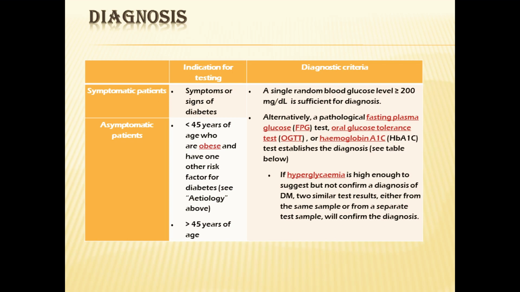If the patient is asymptomatic, or is obese or has any risk factors, and the age of the patient is less than 45 years, we go for an alternative: a fasting plasma glucose test, an oral glucose tolerance test, or a hemoglobin A1C test to establish the diagnosis. If hyperglycemia is high enough to suggest but not confirm a diagnosis of diabetes mellitus, two similar test results, either from the same sample or from a separate test sample, will confirm the diagnosis.